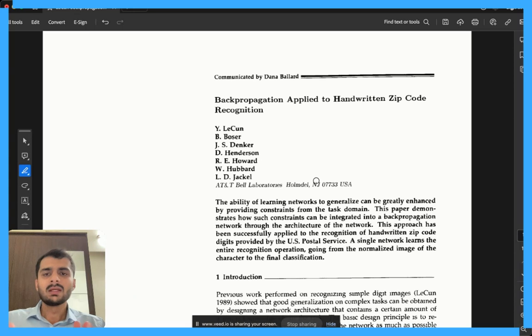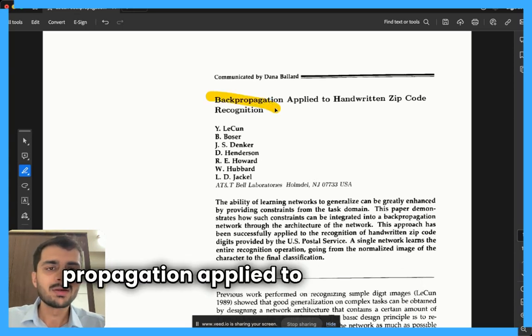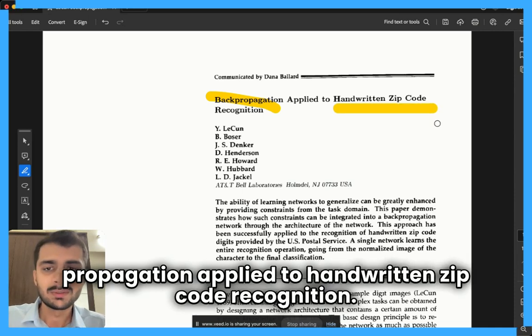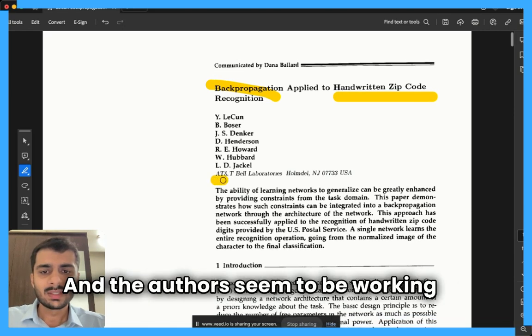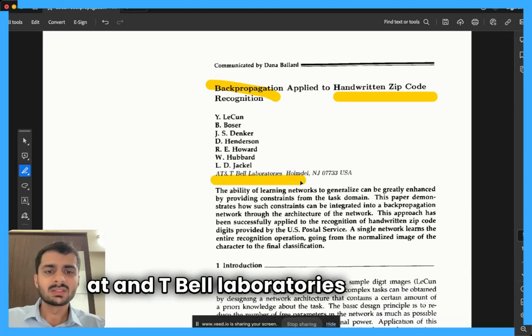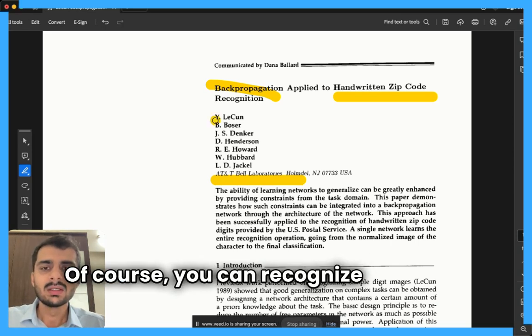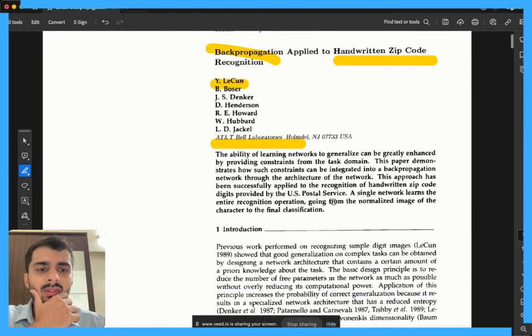The title of this paper is "Back Propagation Applied to Handwritten Zip Code Recognition," and the authors seem to be working at AT&T Bell Laboratories in the US. Of course, you can recognize Yann LeCun as the first author of this particular paper.